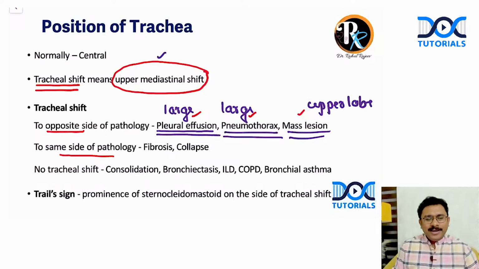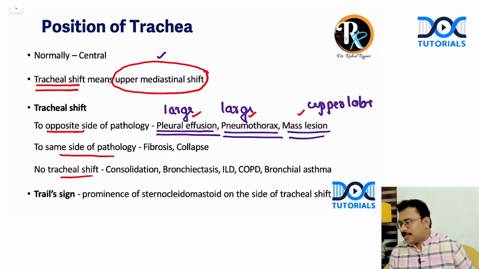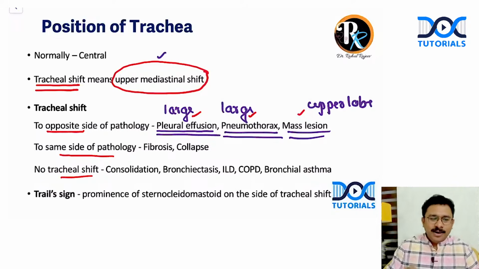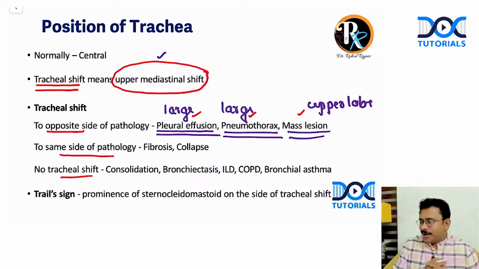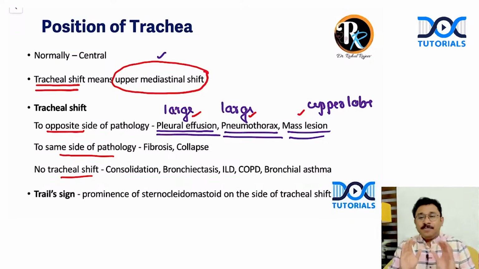Now, what about no tracheal shift? No tracheal shift can be there in many conditions, where it's neither a pushing lesion nor a pulling lesion. So this is actually in case of conditions like consolidation, bronchiectasis, interstitial lung disease, COPD, bronchial asthma. These are the conditions that you should be aware of. Okay, right. So one student is asking, is the trachea having a mild physiological right-sided shift in some patients? Yes, you're right. Physiologically there can be a mild shift, but generally we say that the normal position is central.